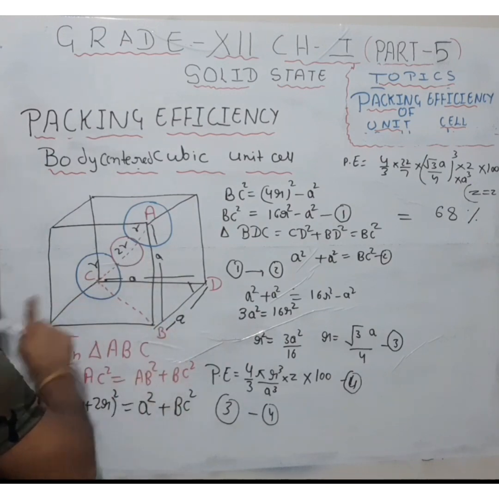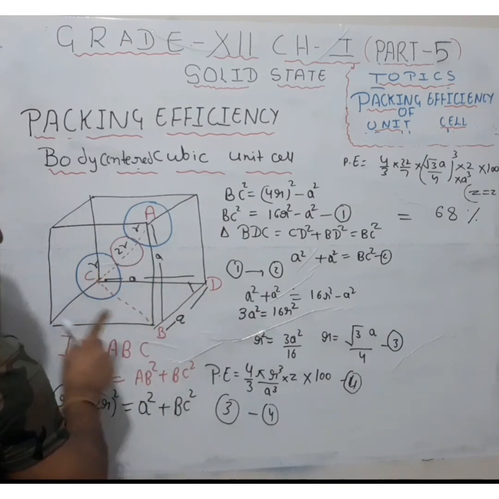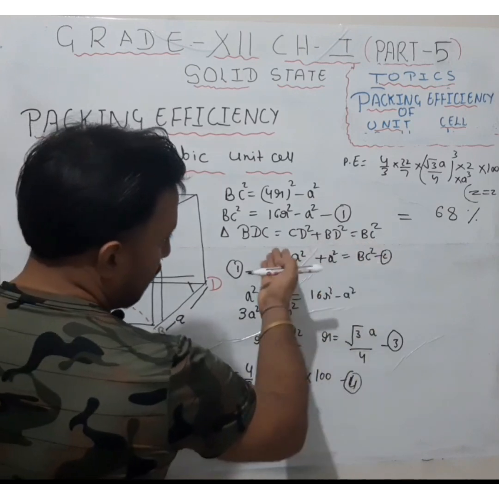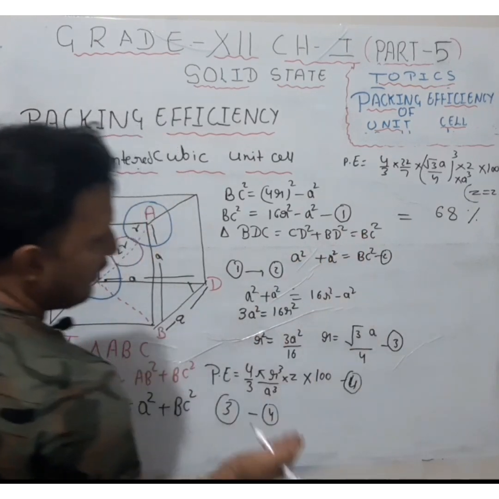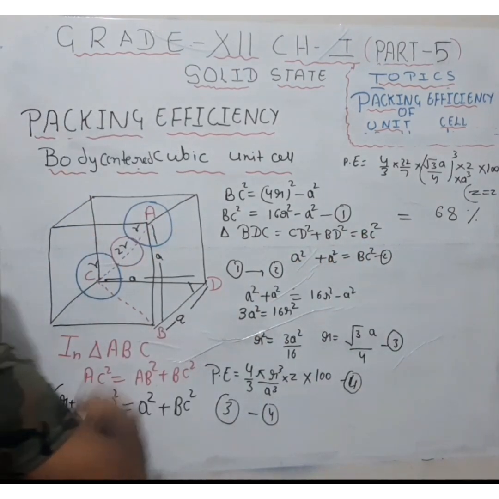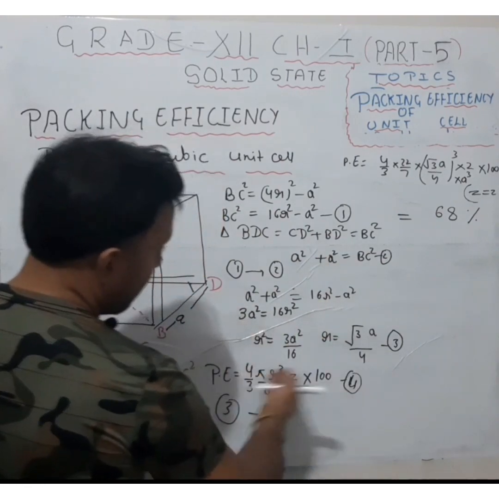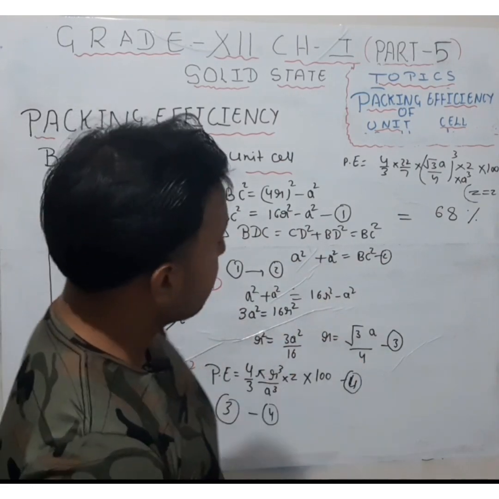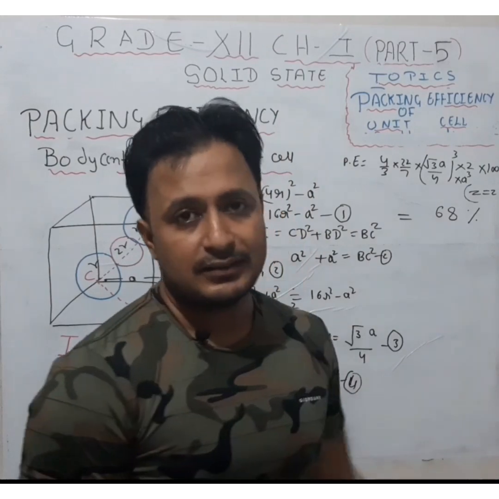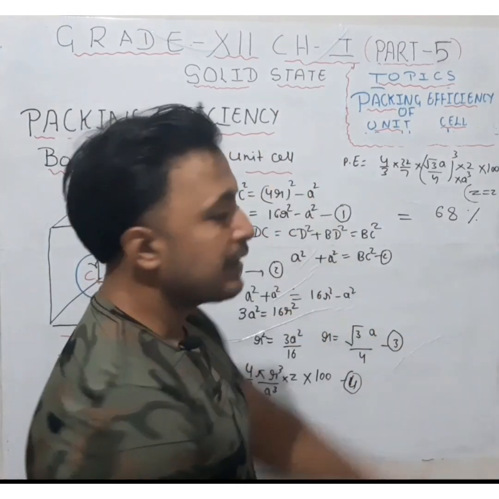Then we considered again a right angle triangle BDC, where we used the Pythagoras theorem again, and we used the value of BC from the first equation, and then we established the relationship. Once the relationship is established, you can put in the value and write the answer. Okay, so that is how we can calculate it.